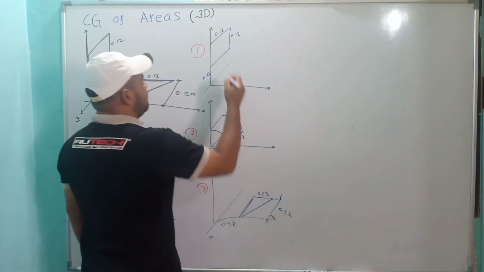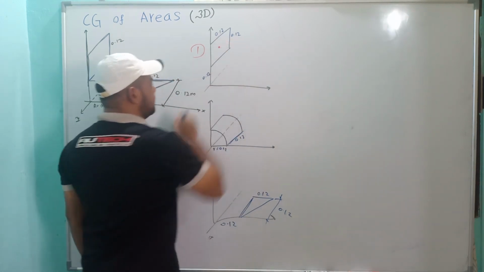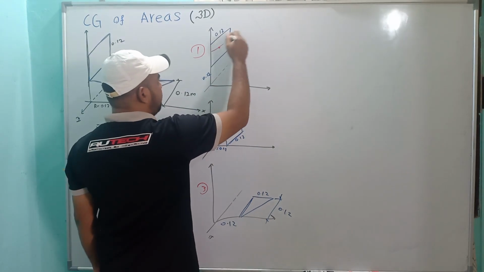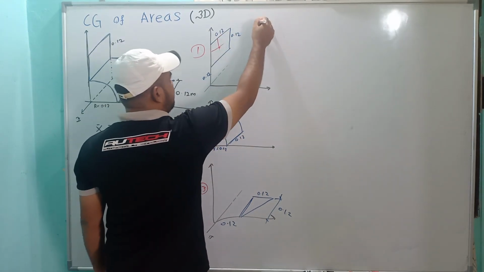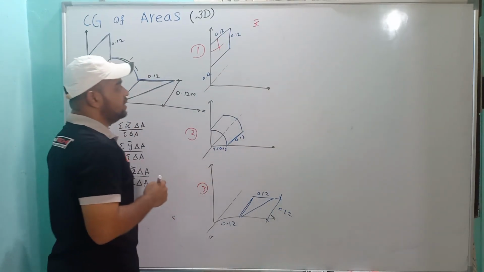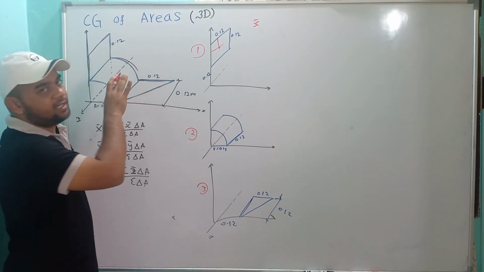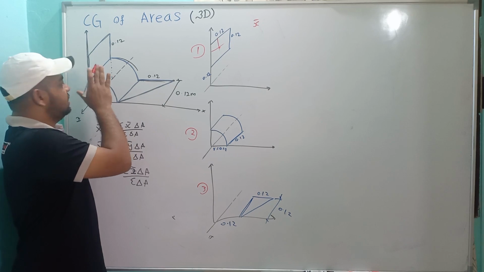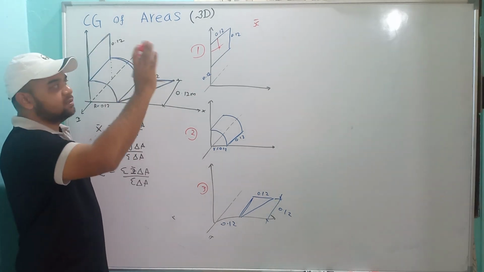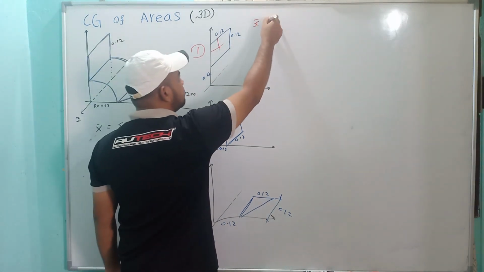The first one, we know that the C and G is at this point, half from here, half from here. So we can determine the x bar. Looking from this figure, it is actually on the z and y plane. So the x bar equal to 0.